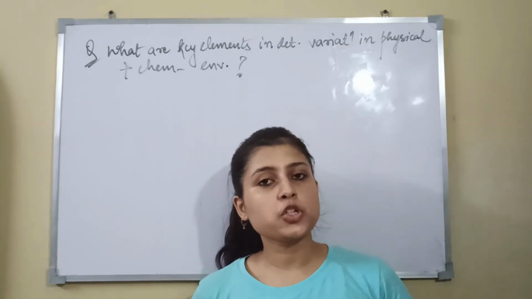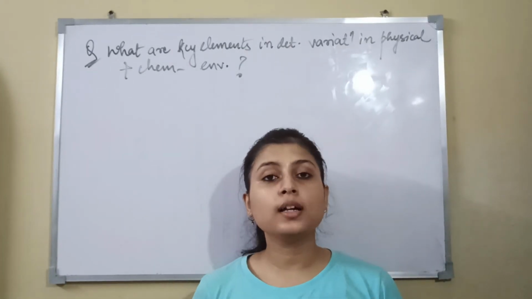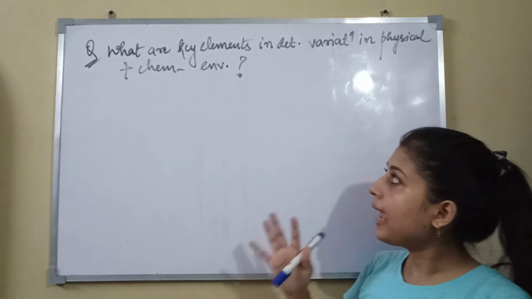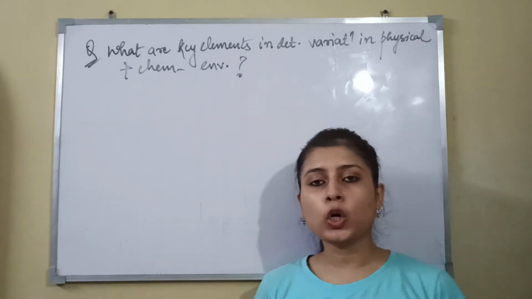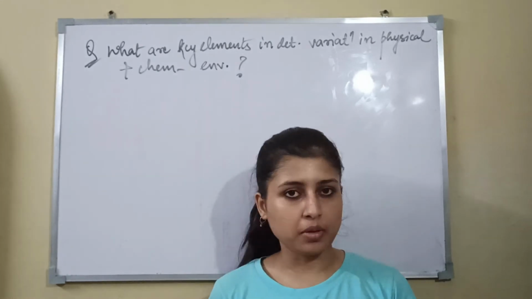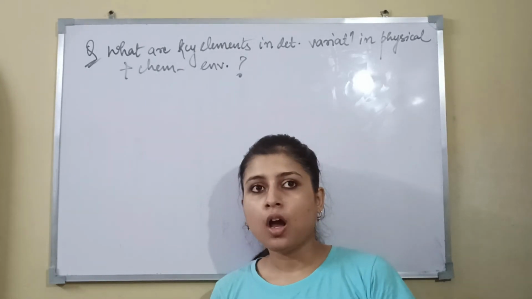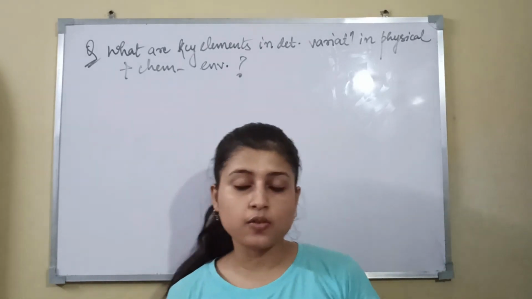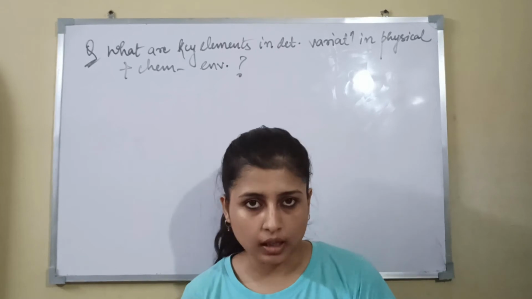So now the next question which comes to our mind is what are the basic key elements in determining or deciphering the variation in these physical and chemical environments? Because you have seen that in biomes also we saw so many annual variations, due to which completely different biomes were formed, right?